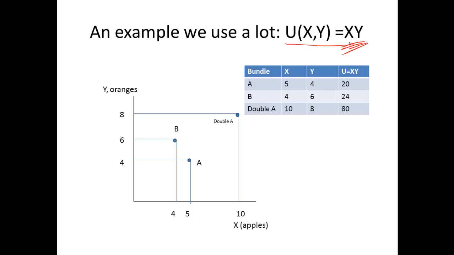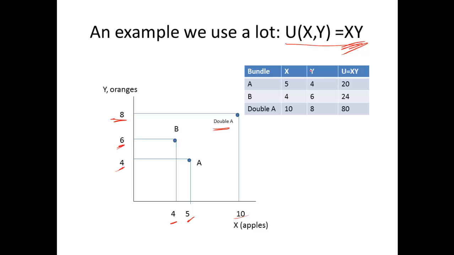So what I've done in this slide is to depict three different bundles. There's bundle A, which we've seen a lot now, with 5 apples and 4 oranges. There's bundle B with 4 apples and 6 oranges. And then there's this bundle I've called double A, which just doubles the quantity of x and the quantity of y. So instead of 5 apples, it has 10 apples. And instead of 4 oranges, it has 8. So it's got double what's in bundle A.